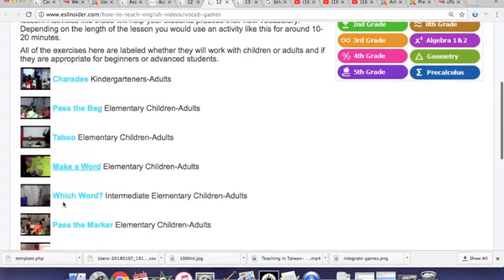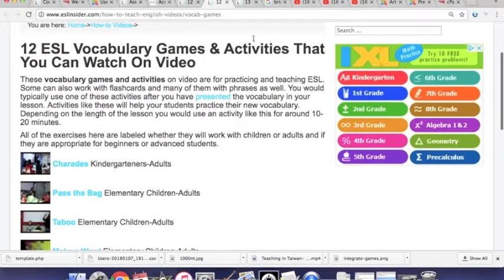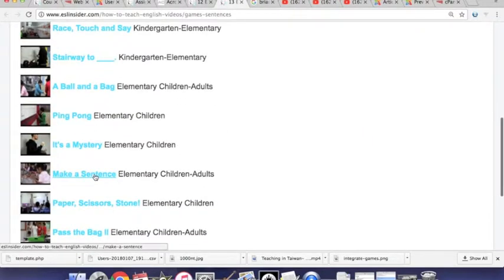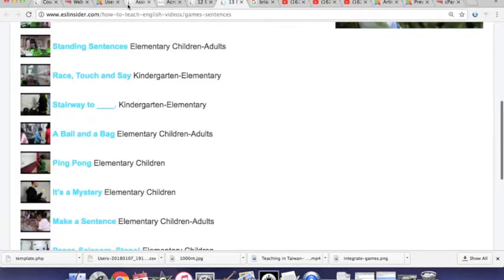There are a few activities that would work well here for sentences. Any of these. Make a sentence, this one would be pretty good for that. It takes a little bit of time to prep the paper and other things you need, but it's a good one. So there you have it.